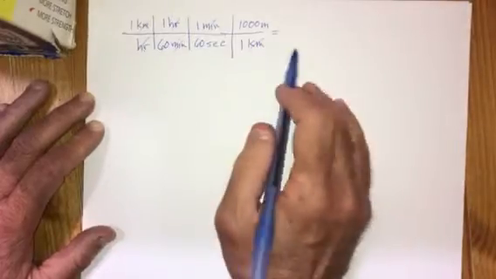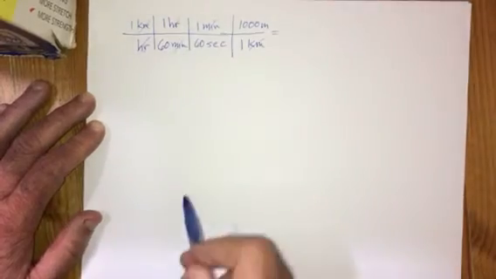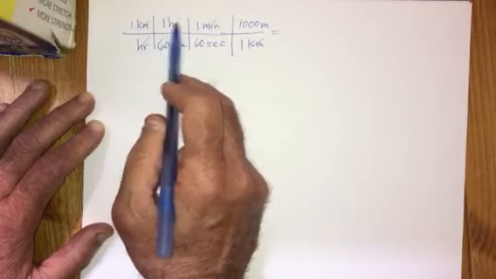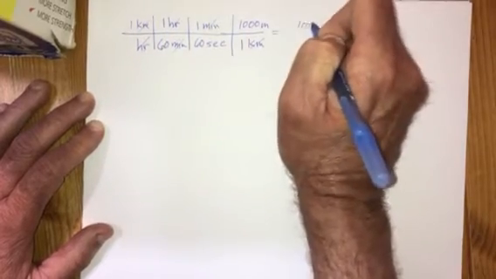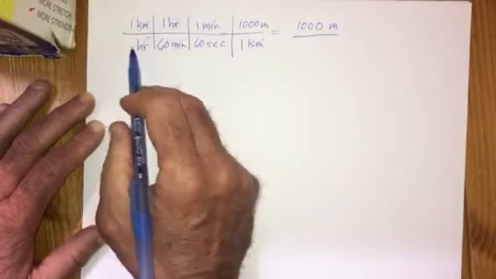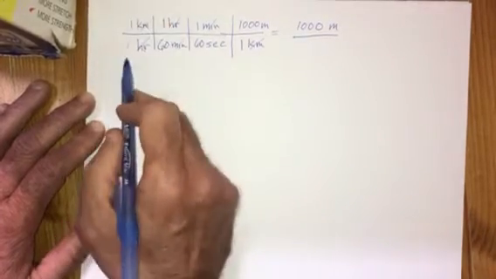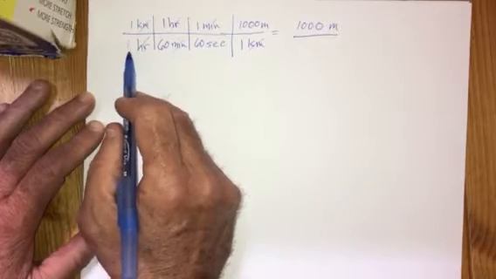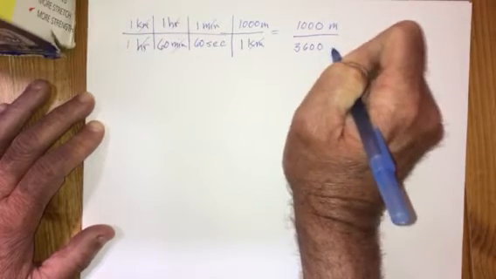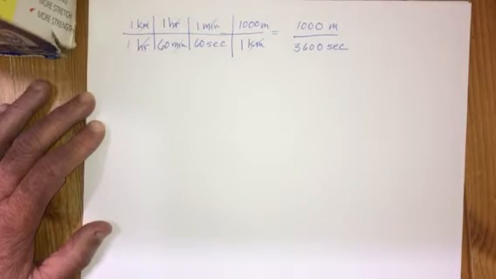This method of canceling units is called factor label method, also known as unit analysis. So now we're going to multiply. We'll multiply all the numbers on the top, 1 times 1 times 1 times 1,000. That gives us 1,000 meters on the top, and then on the bottom we have, even though there's no 1 written here, there is a 1. That's understood, and that means 1 hour. So 1 times 60 times 60 times 1 is 3,600 seconds. So that's 1,000 meters in 3,600 seconds.